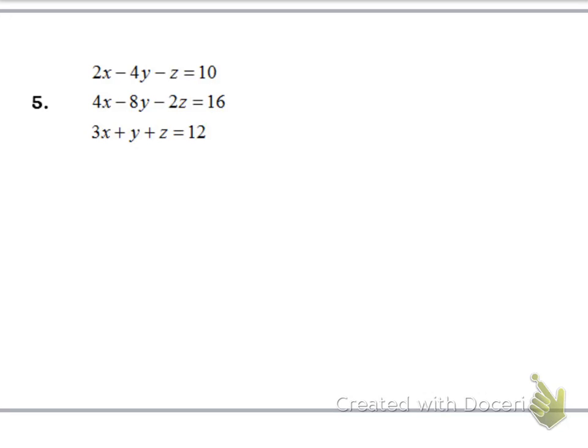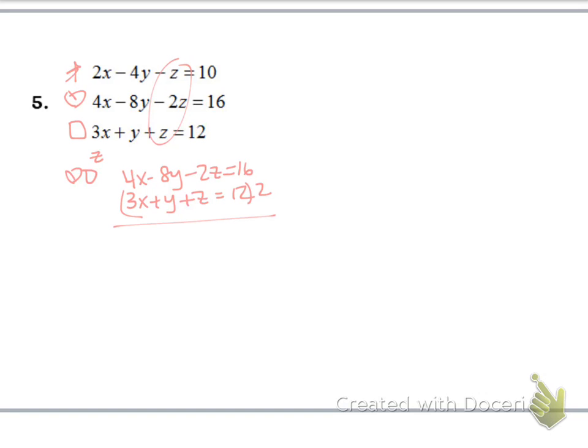All right, we could eliminate, let's do z's. So I could do heart and square. So eliminating z's, he'd be multiplying by 2, so I'd get 6x plus 2y plus 2z is equal to 24. Drop my untouched underneath it. So I'd get 10x minus 6y is equal to 40.